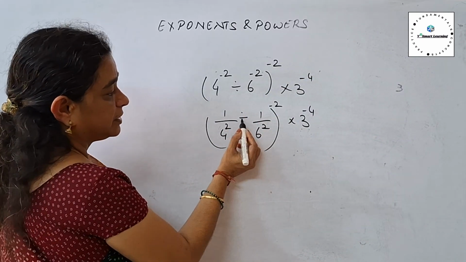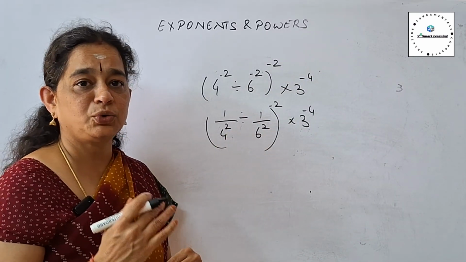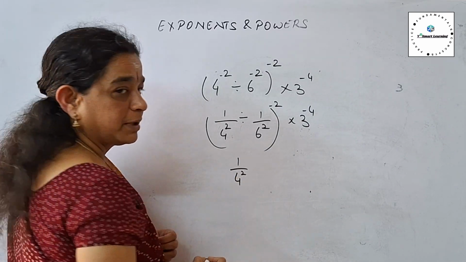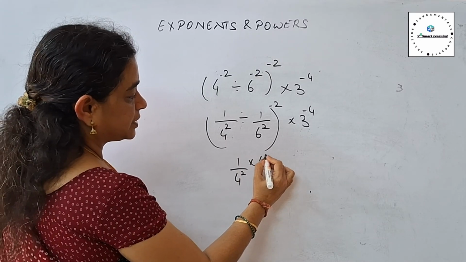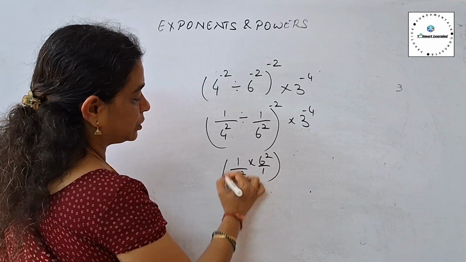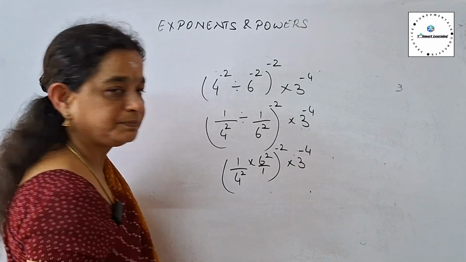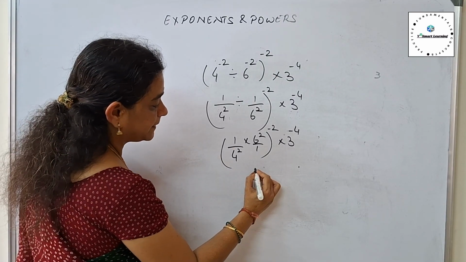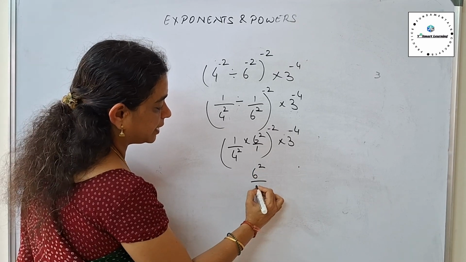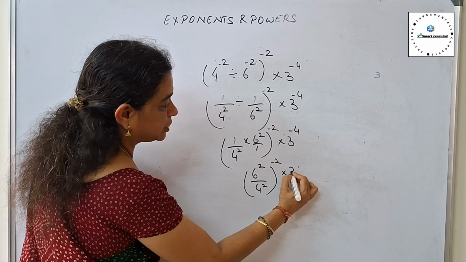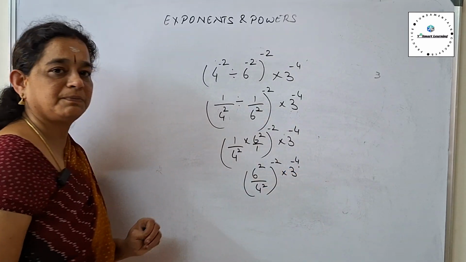So now this division we convert into multiplication. So 1 by 4 squared into 6 squared by 1, whole to the power of minus 2, into 3 power minus 4. So what does this become? 6 squared by 4 squared whole power minus 2 into 3 power minus 4.